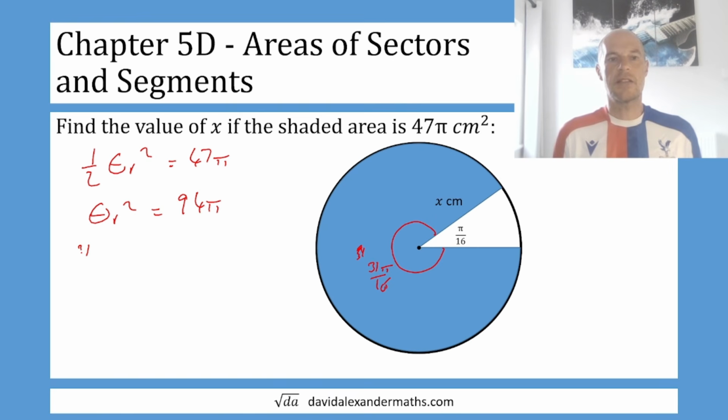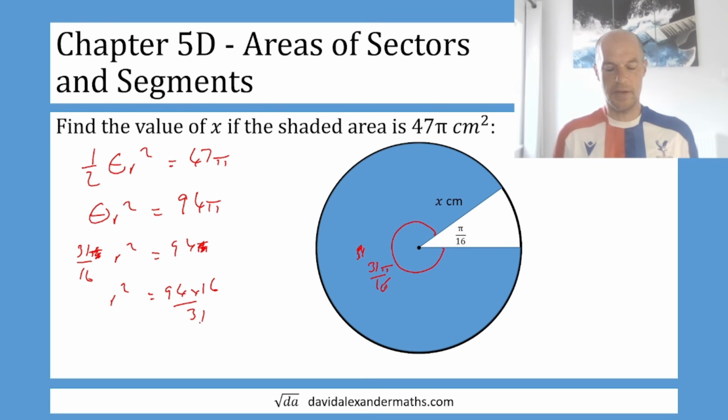So 31 pi over 16, lots of r squared, is 94 pi. I'm just going to make things simple by dividing through by pi. So r squared is going to be 94 multiplied by 16 over 31. So 94 multiplied by 16 divided by 31 is 48.5-ish. Square root it, because this is r squared, so r is 6.96 centimetres, rounding to 2 decimal places.